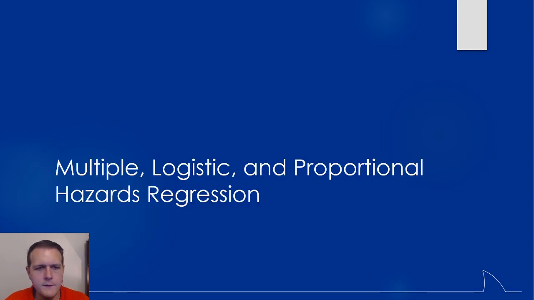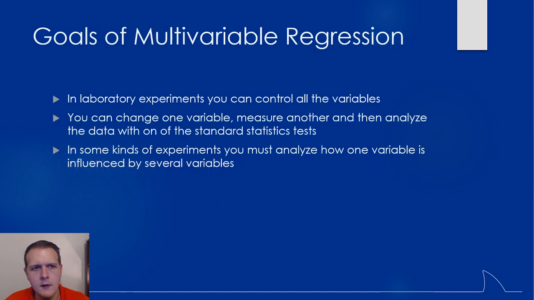Next, let's talk about a few different types of regression you might run into when reviewing the medical literature. First is multivariable regression. In these cases, when you're running a laboratory experiment, you basically control all of the variables, especially the independent variables, the ones the experimenters are changing. In the experiment, you can change one variable, measure another, and then analyze that data with the help of standard statistical tests.